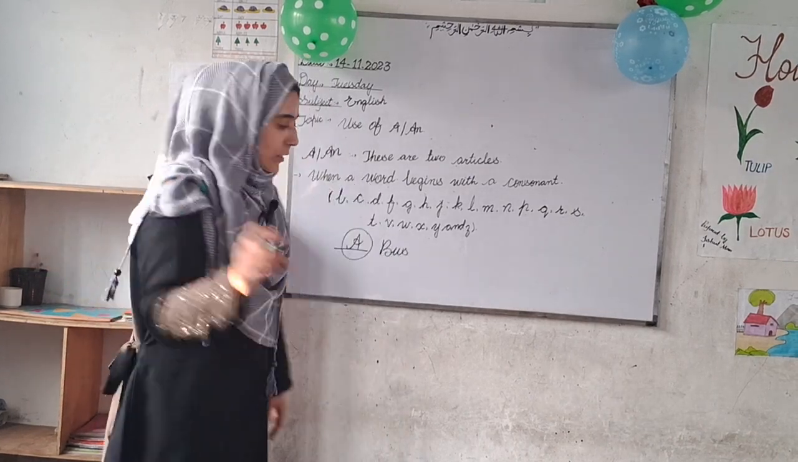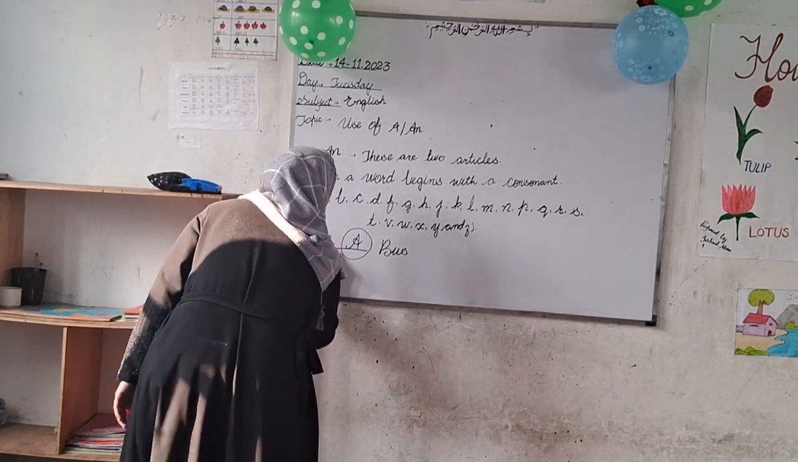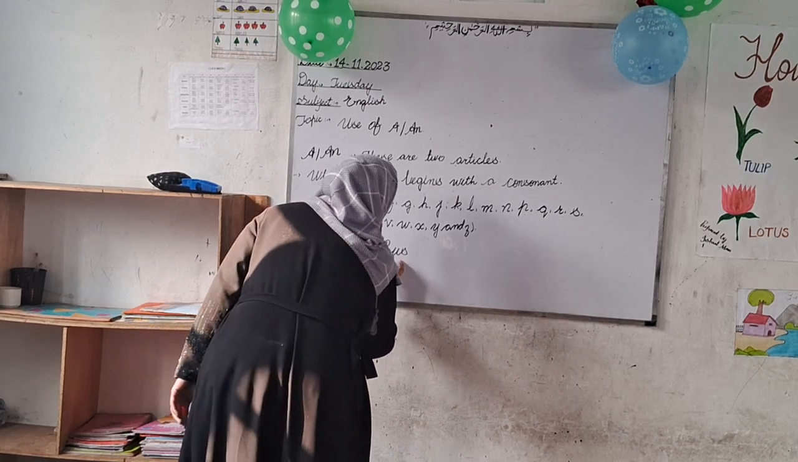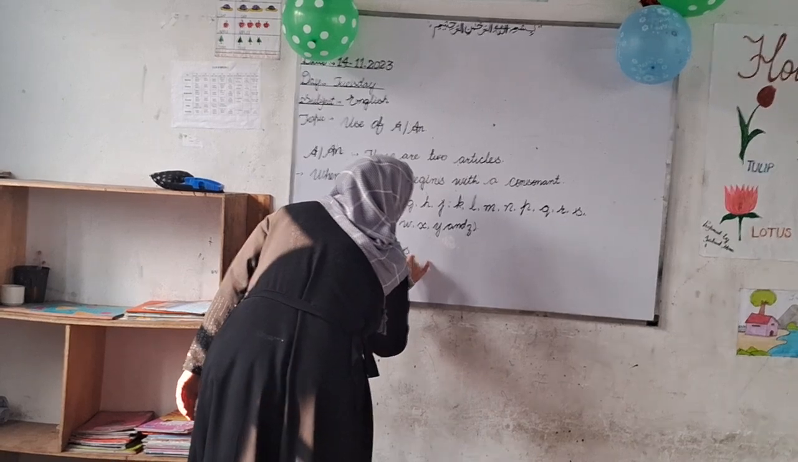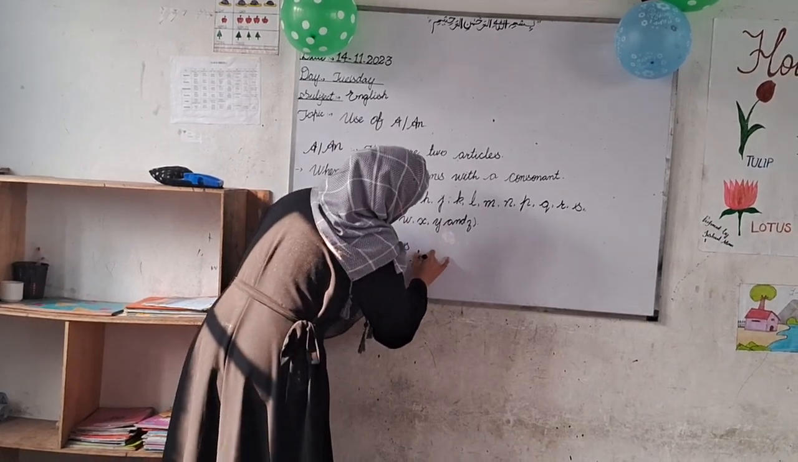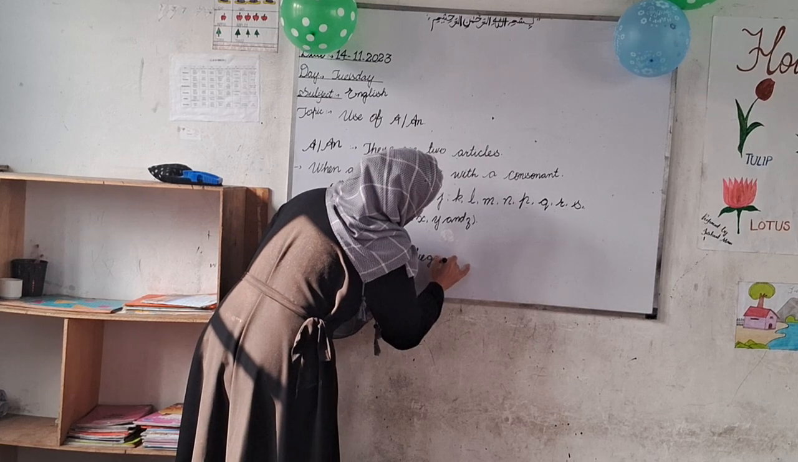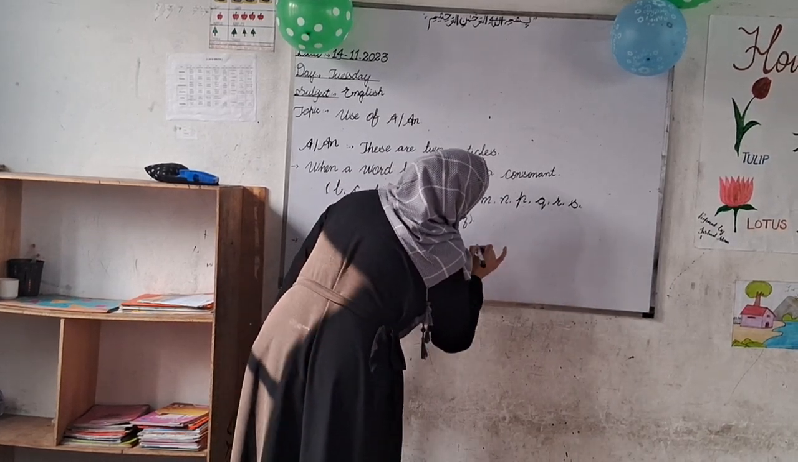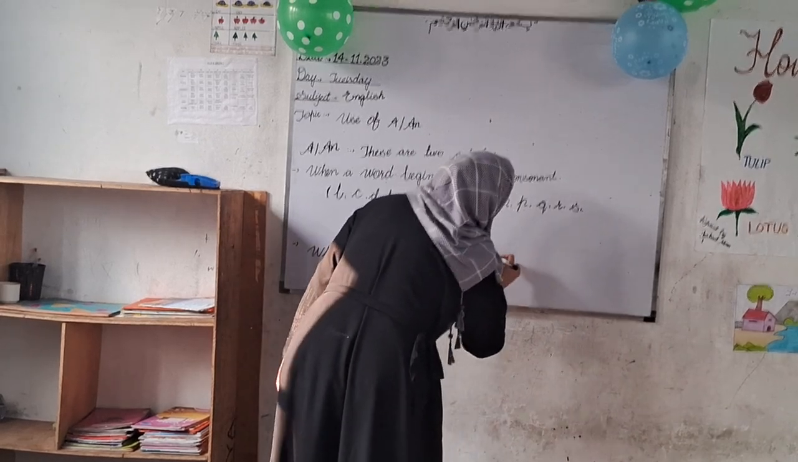Clear? And the second one, when a word begins with a vowel. Aisha Hilal will stand up. Tell me how many vowels are there in the English alphabet? There are 5 vowels in the English alphabet. Name them. A, E, I, O, U. Very nice. A, E, I, O, U. When a word begins with a vowel.